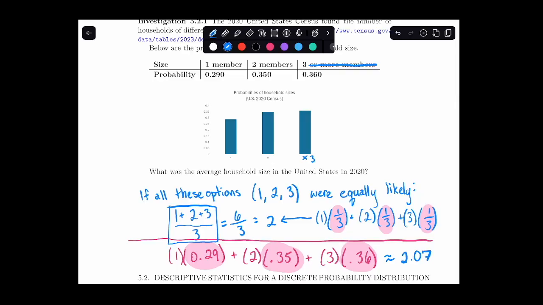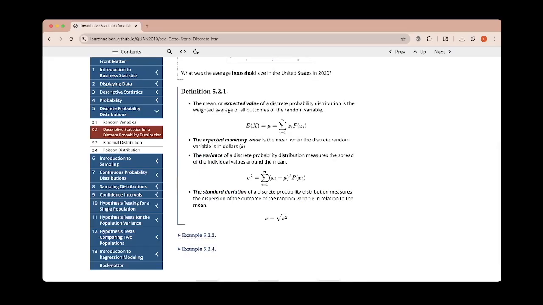I believe this is about 2.07. And so sure enough, we didn't get exactly 2, we got something a little bit bigger because the probabilities of 2 and 3 were higher than 1, and that was pulling our average to be a little bit bigger. And so in general, this average that we just found, or mean, is called the expected value of our discrete probability distribution, and it's the weighted average of all outcomes of the random variable.